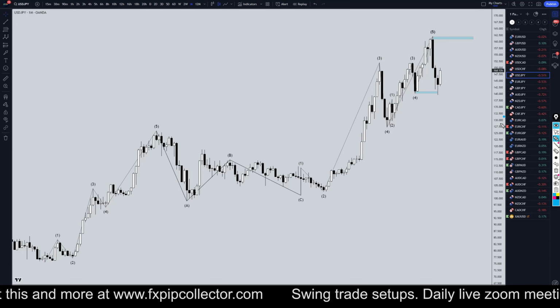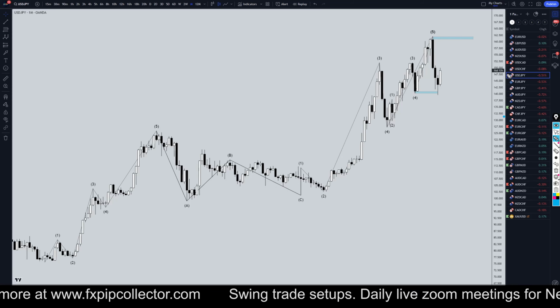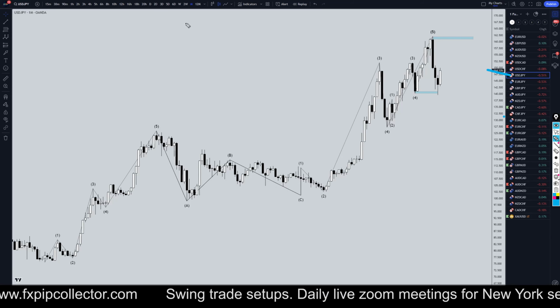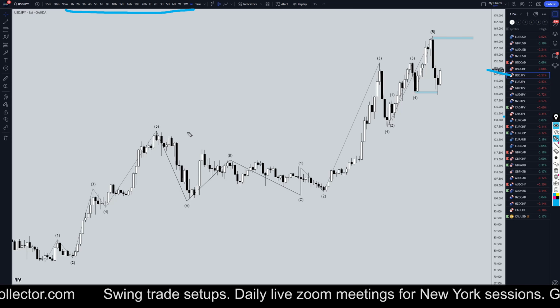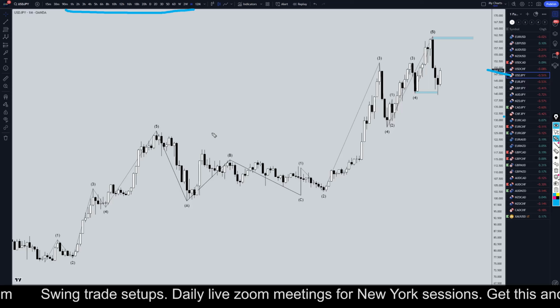Today is Tuesday, October 15th, and I'm going to be analyzing the US dollar yen, starting on the monthly, working my way all the way down to the 1 hour time frame for the full top-down analysis.